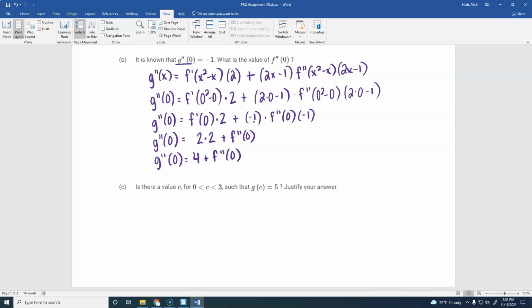F double prime of 0 is what we want to find. It asks us what that value is. Well, they gave us G double prime of 0. It is negative 1. So we can plug in negative 1 right here. And then we just subtract that 4. And we get that F double prime of 0 equals negative 5. So that is our answer for part B.